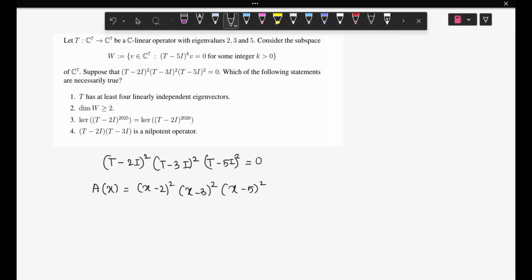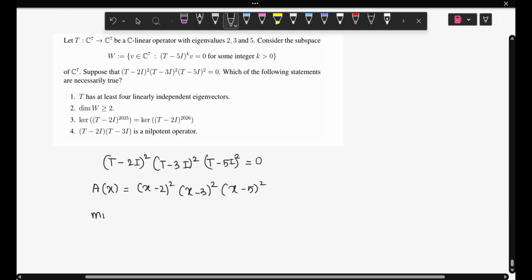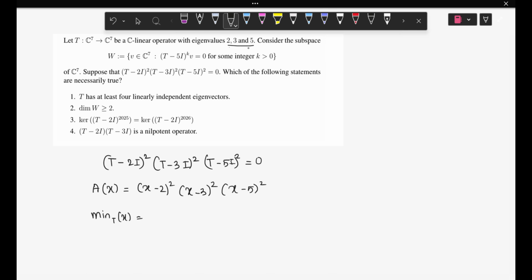So this is an annihilating polynomial of t. Now the minimal polynomial of t always divides this annihilating polynomial. So if I write the minimal polynomial of t, since 2, 3 and 5 are each an eigenvalue of t, the minimal polynomial will have a factor for each eigenvalue.